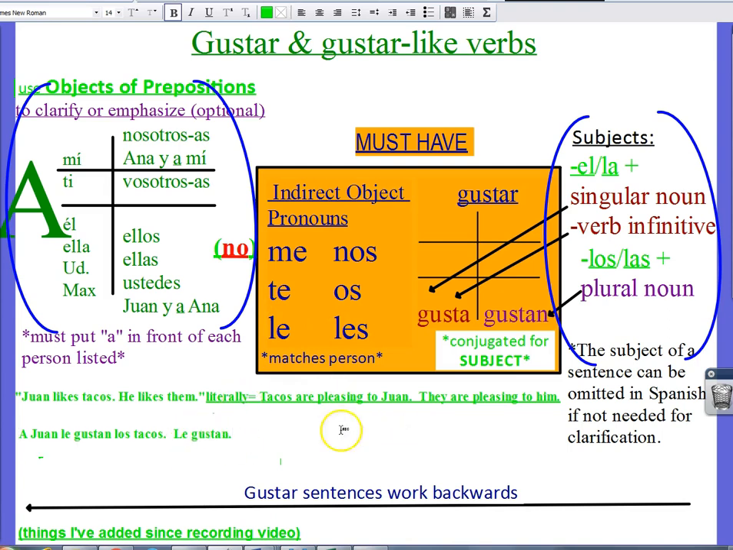Okay, so that's that sentence. He likes them. Please include those sentences in your notes. Hopefully that made a little bit of sense to you. If not, come see me with questions because this is a Spanish 1 topic and review.